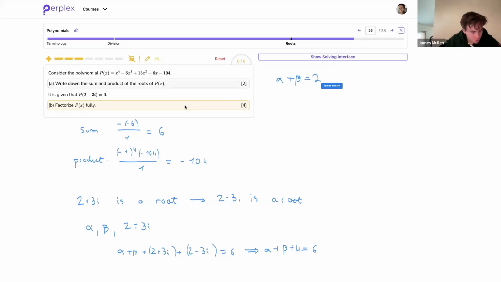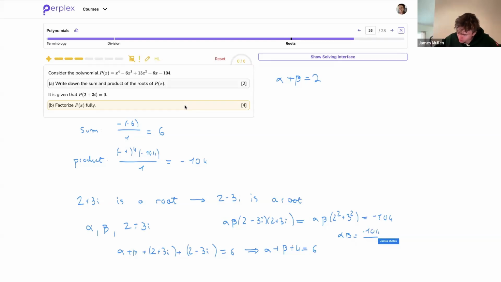Okay, so that's one equation. What else do I have? I know that the product of the roots is alpha, beta, 2 minus 3i, 2 plus 3i. So remember, a complex number times its conjugate is just the modulus squared. So alpha beta times 2 squared plus 3 squared, and that's supposed to be equal to minus 104. And 2 squared plus 3 squared is 13, okay? So alpha beta is equal to negative 104 over 13.